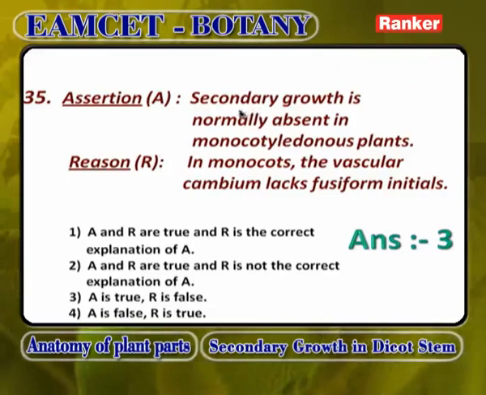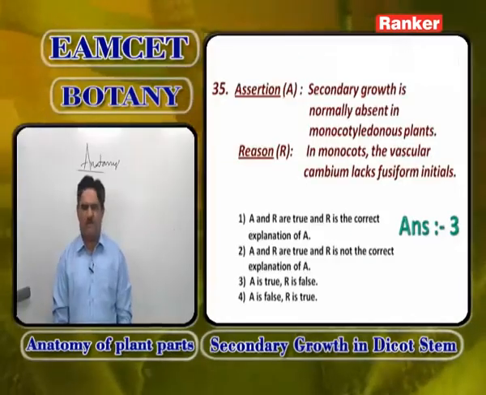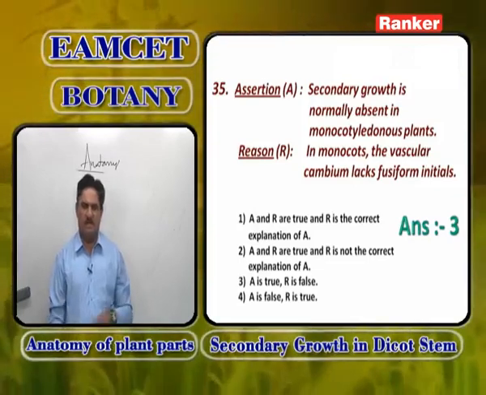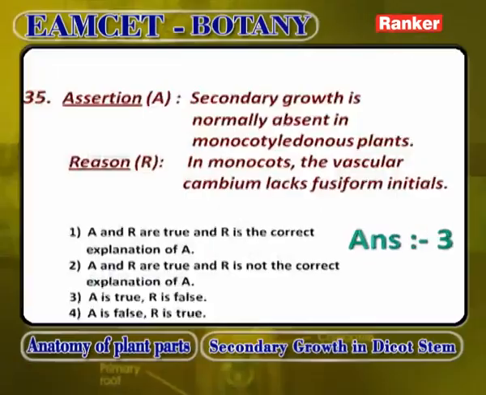Coming to another assertion reasoning. Secondary growth is normally absent in monocotyledonous plants. Reason: in monocots, the vascular cambium lacks fusiform initials. Secondary growth is normally absent in monocotyledonous plants is correct. In monocots, there is no chance of formation of vascular cambium. If vascular cambium itself is not formed, how come it produces fusiform initials? So, the reason is totally wrong. A is correct, R is false. Third option.